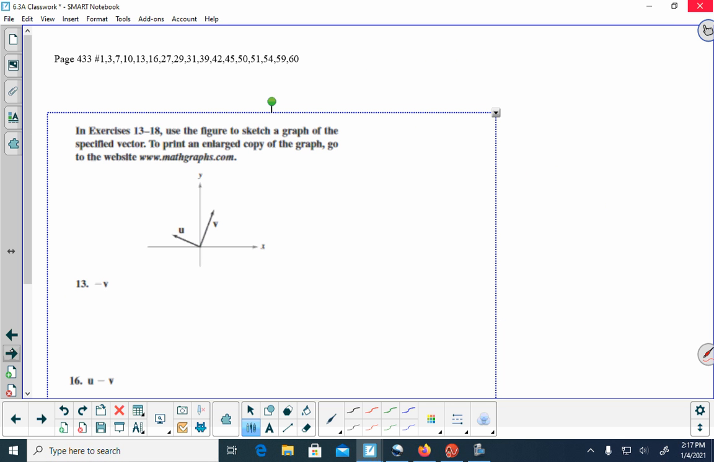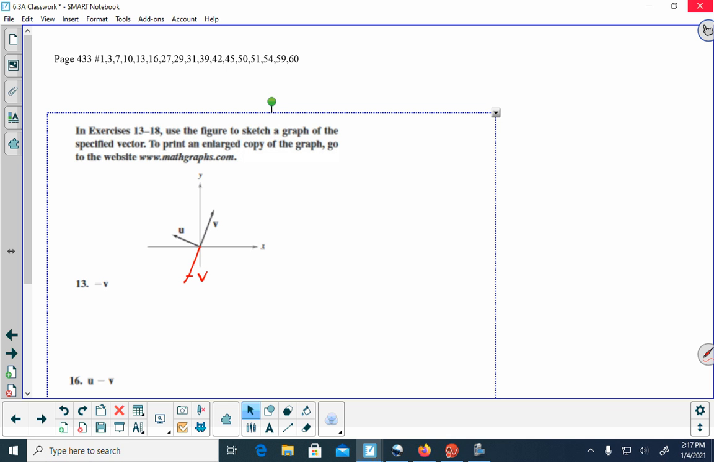And 13 to 18, it says use a figure to sketch the graph of a specified vector. 13 wants the opposite of V. So right now V is going up into the first quadrant, so the opposite vector is going to flip across the origin. It's going to come down here, and that's going to be the opposite of V.